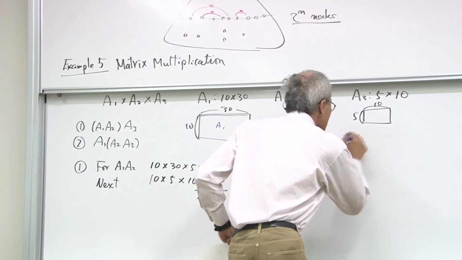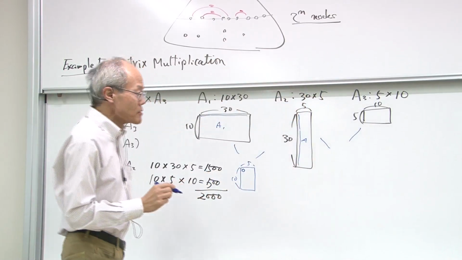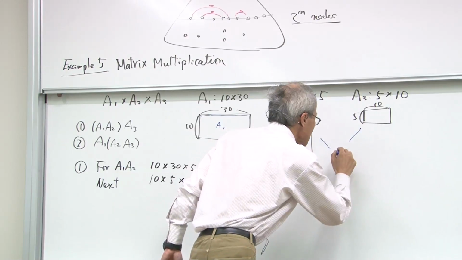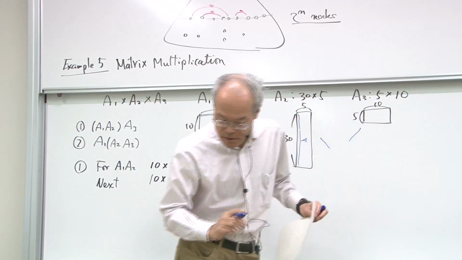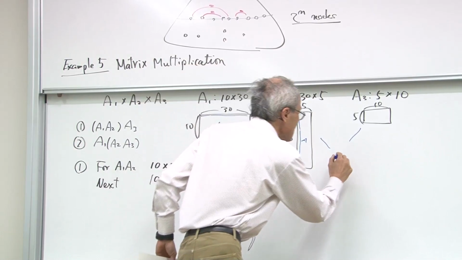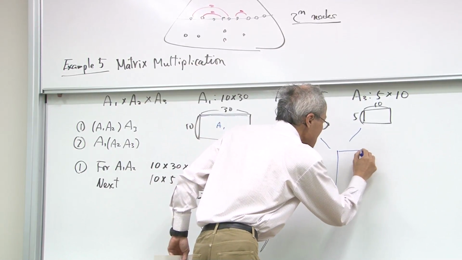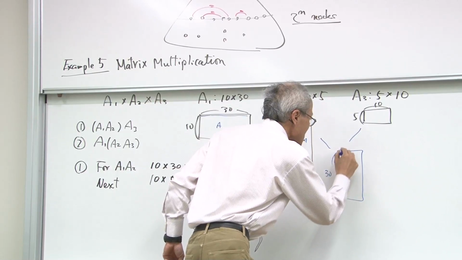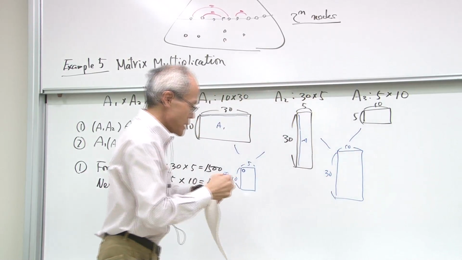So if we multiply those two matrices, then we get a 30 by 10. We get a pretty big matrix.